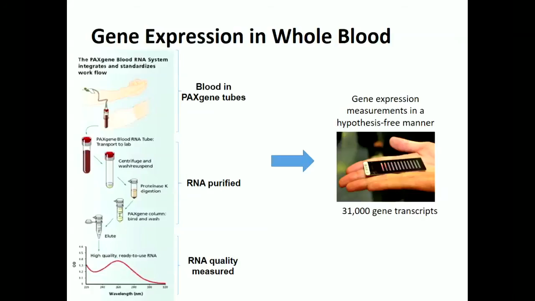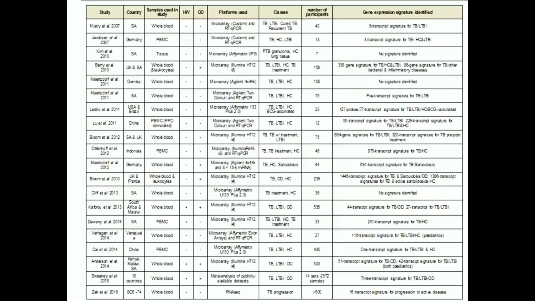And the way we do that is we take 2.5 ml of blood and we put them in PAXgene tubes. We purify RNA, we check for quality, and then, in a hypothesis-free manner, we measure 31,000 transcripts on a microarray. And there are different technologies to do it now. People have been starting to use RNA sequencing, but I'm going to talk today about microarrays.